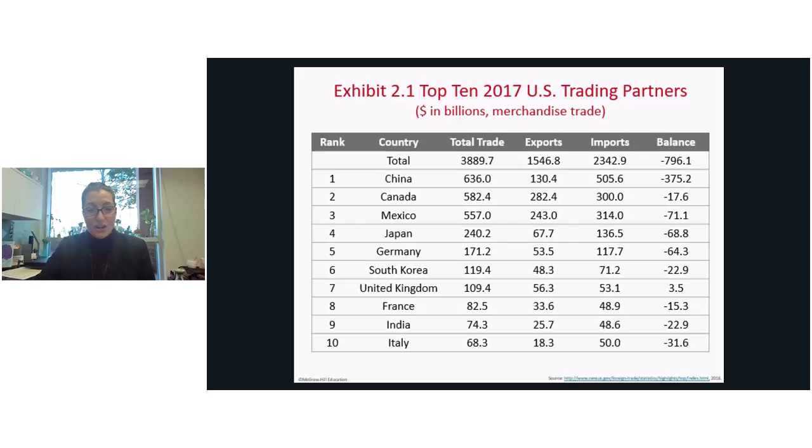Anyway, China's at the top of the list in terms of US trading partners. Next is Canada, and then next is Mexico. So geographically, we've got Canada to the north and Mexico to the south, and then comes Japan, Germany, and South Korea. France is at 8.